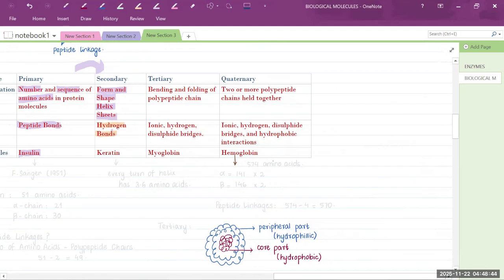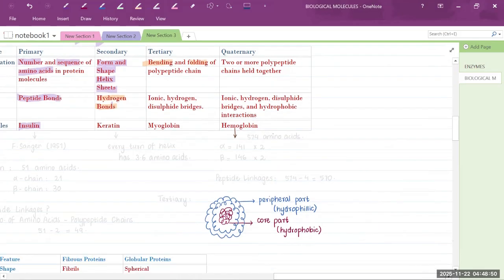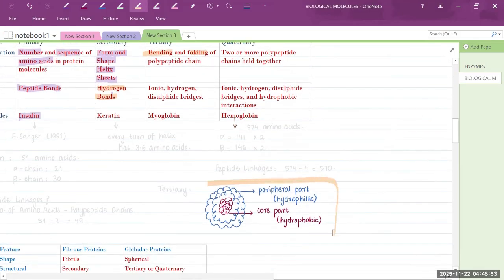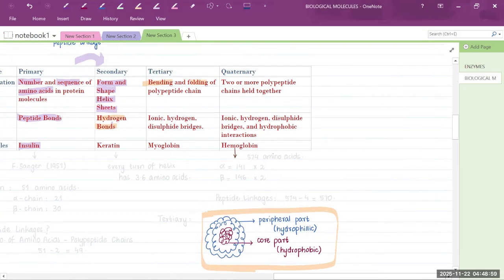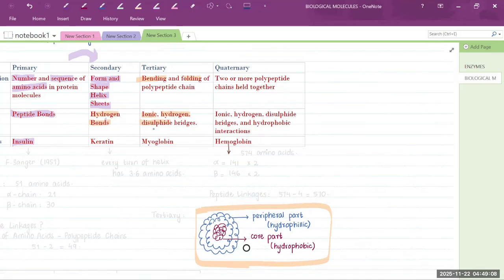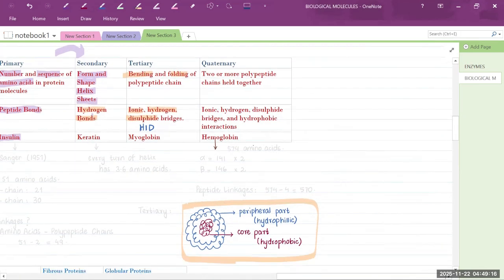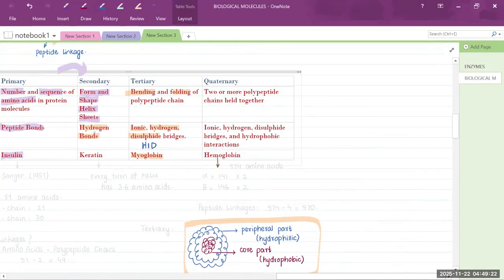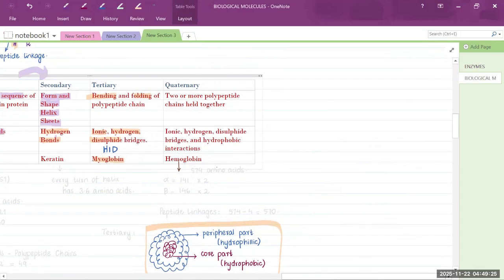Thus, in the tertiary structure, there's bending and folding of the polypeptide chain, and usually here we can see this type of structure, a globular structure is formed, and we'll see this later on in detail. And in this one we have ionic, hydrogen and disulfide bonds. Usually we remember it as HID: hydrogen, ionic and disulfide bonds. And the example for this is myoglobin, because it has one polypeptide chain as we remember, and we'll also see this in the chapters later on.